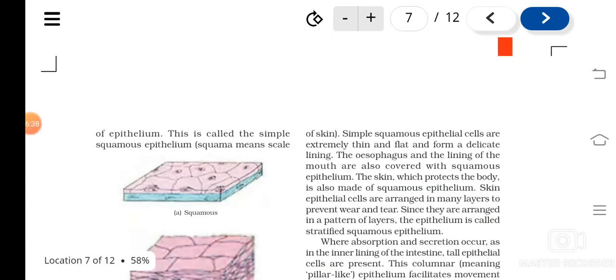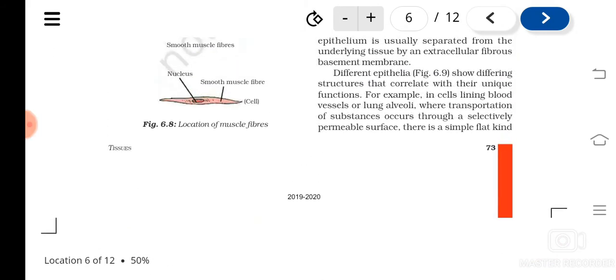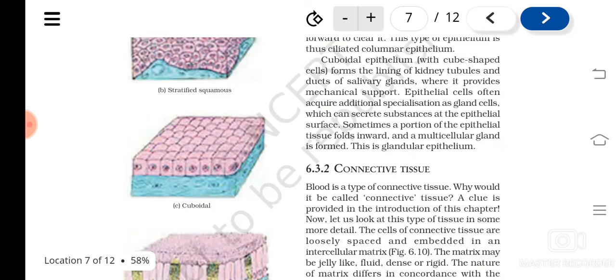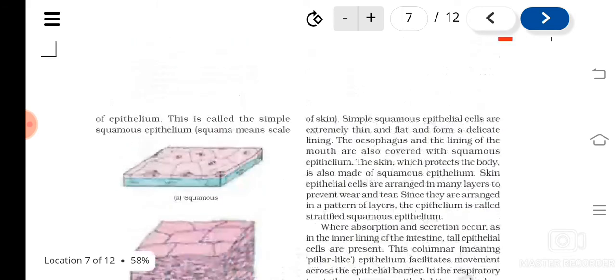Okay, so squamous epithelium, where can you find it? Wherever the transportation of substances is needed by osmosis or by diffusion, etc. Understood? For example, in the lining of blood vessels or lung alveoli, transportation of substances occurs. The epithelial tissue present there is very thin, and it is known as squamous epithelium. You can see different diagrams here. Squamous means it is just thin, tile-like.